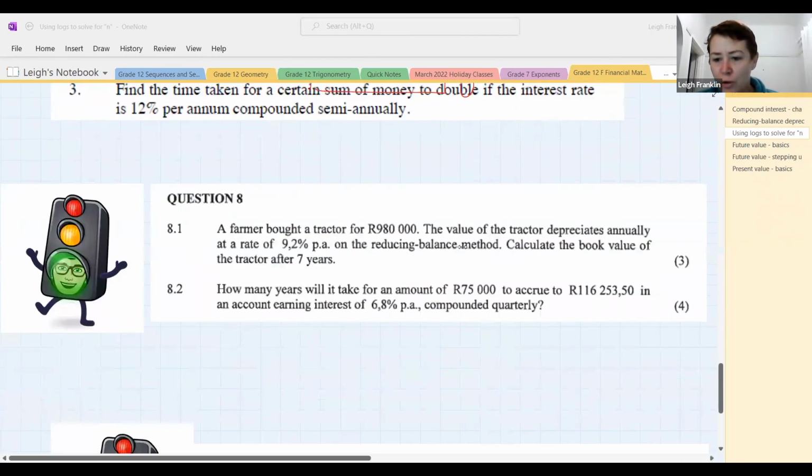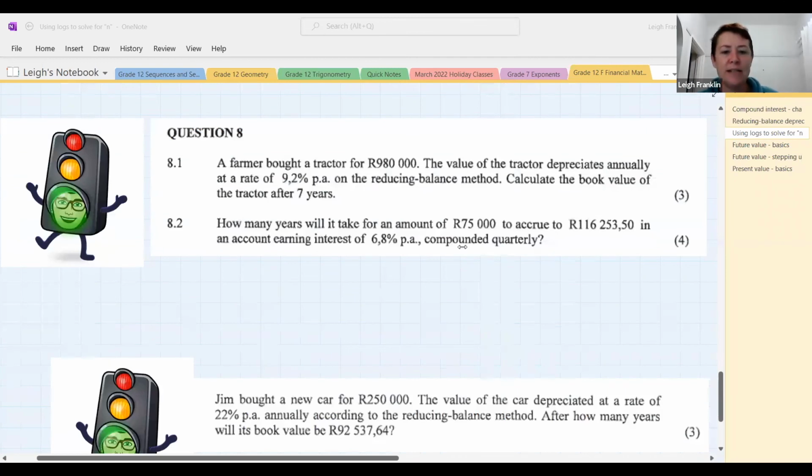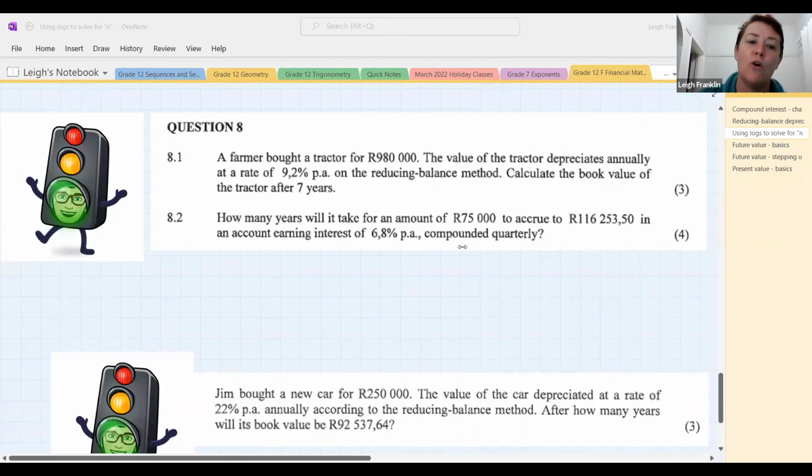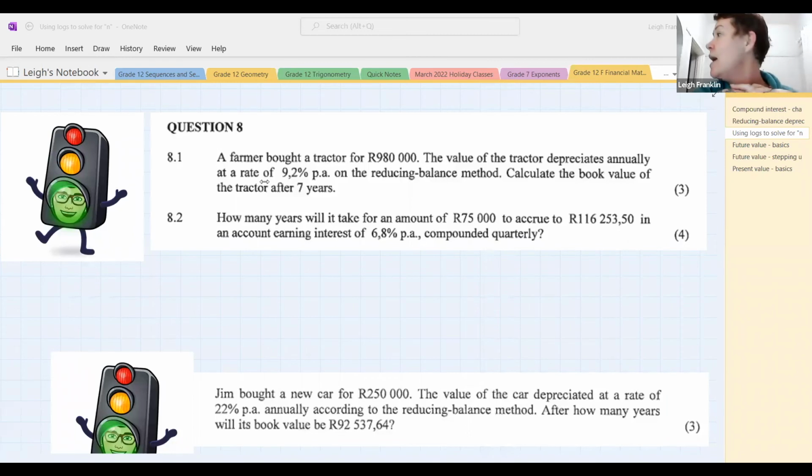All right. So now what I want to do for the last few minutes that we are together is show you these questions, and I took these straight out of end of year papers. So this is the kind of thing that you would be expected to be able to answer. So let's work on these three questions for the remainder of the lesson. In the first one, 8.1, it says a farmer bought a tractor for 980,000 Rand. The value of the tractor depreciates annually at a rate of 9.2% per annum on the reducing balance method. Calculate the book value of the tractor after 7 years. And then it asks us, how many years will it take for an amount of 75,000 to accrue to this in an account earning that?